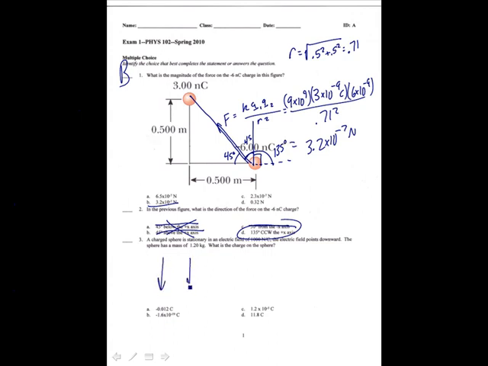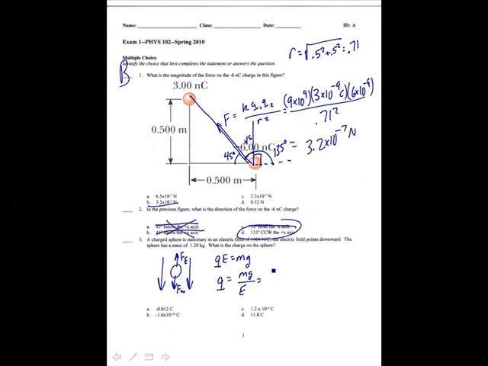Okay, number 3, it says we have a charged sphere, stationary. The electric field is 1,000 newtons per coulomb, and the electric field points down. There are two forces acting on it, the force due to the electric field and the force of weight of the object, and we just want to set those equal. Fe is equal to Fw, that is QE is equal to m times g, and I want to know what Q is. It's mg over E.